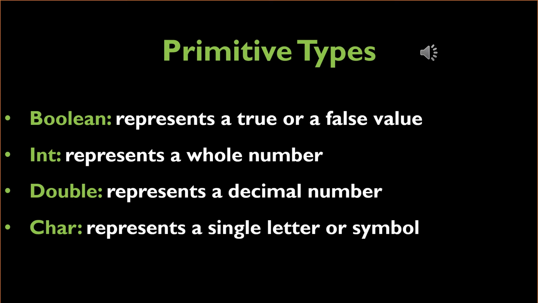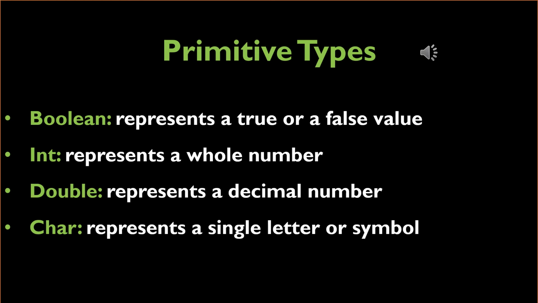The last primitive type we'll talk about is char, which is short for character. A char represents a single letter or a symbol. Some possible values of char could be your first initial or last initial, your favorite letter, or the hashtag symbol. We classify these data types, Boolean, int, double, and char, as primitive types because they are the foundation of all the other data types within the Java programming language.